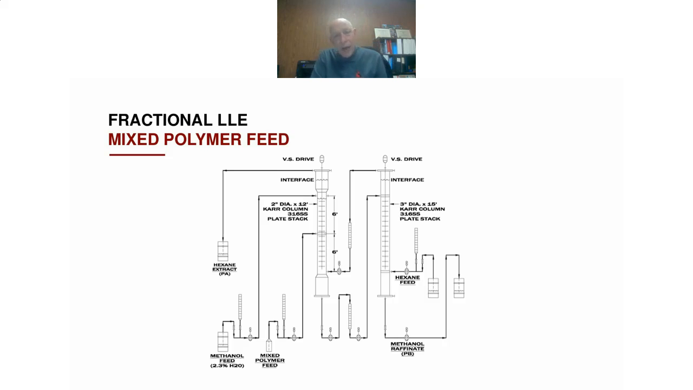And this is something we optimized in our pilot plant by trying a whole slew of different stages above and below and different solvent to feed ratios. But when we did, eventually we got 99% of one polymer coming out with the hexane phase, and 99% of the other polymer coming out with the methanol phase.